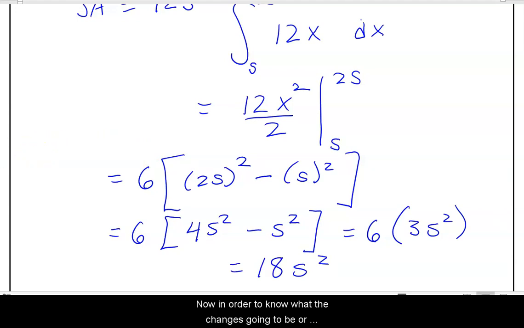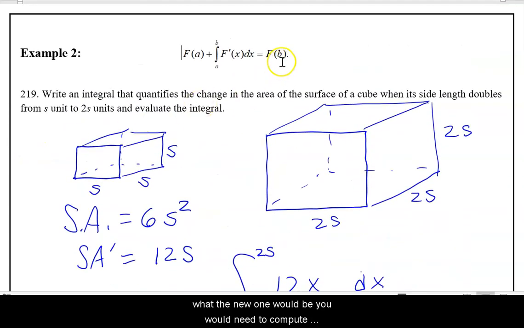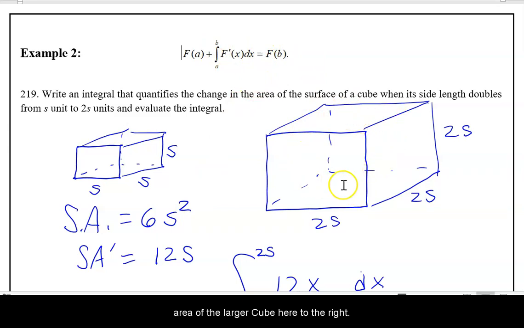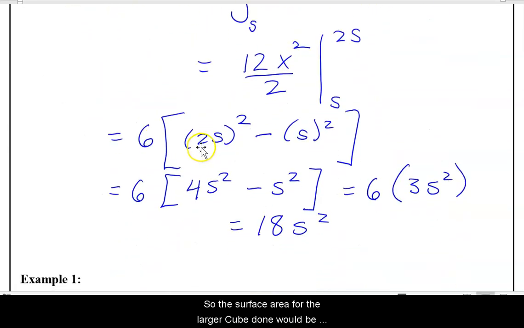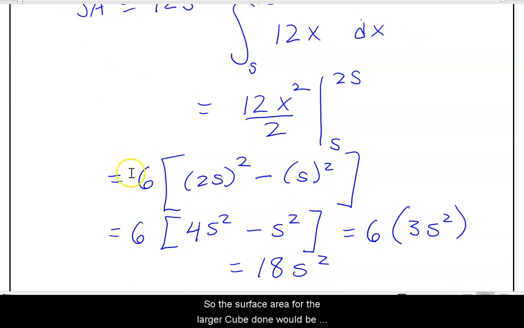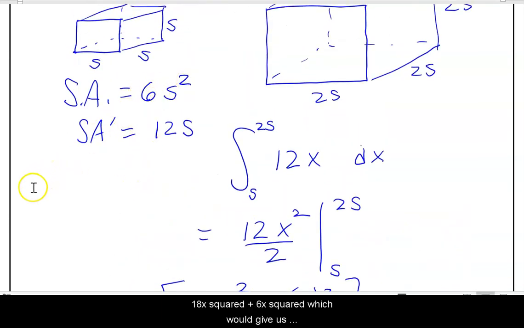Now, in order to know what the change is going to be or what the new one would be, you would need to compute the original surface area and add that onto it. However, they just asked us for the integral, which we have done, so we have completed the problem. However, to completely use the formula, we would want to know what the original surface area was, in our case, 6s squared, and add that onto the integral to get the surface area of the larger cube here to the right. So the surface area for the larger cube then would be 18s squared plus 6s squared, which would give us 24s squared.